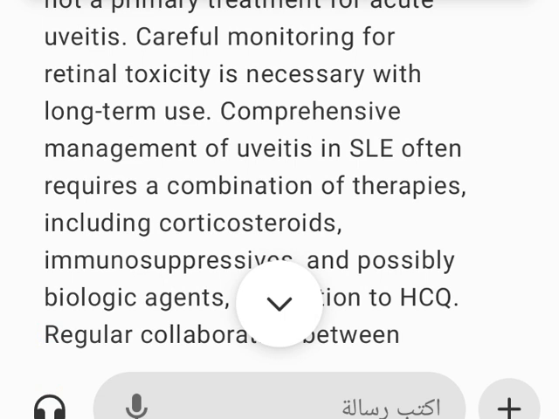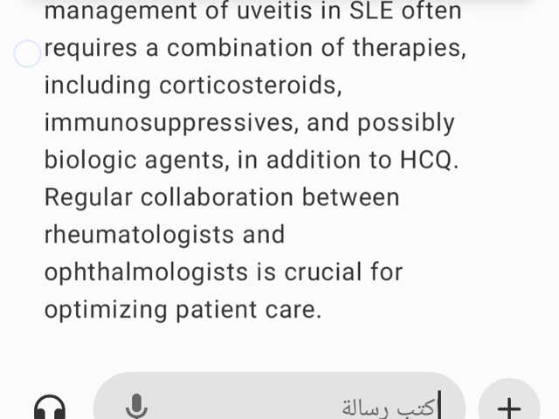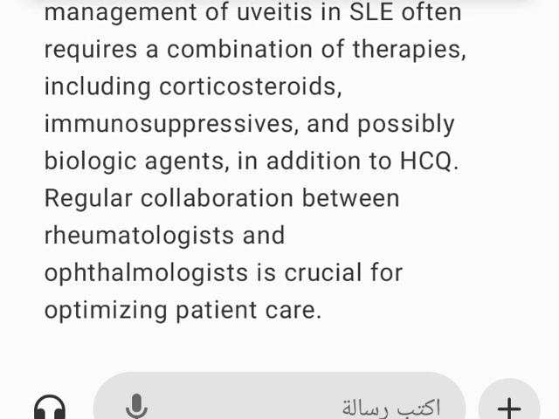Comprehensive management of uveitis in SLE often requires a combination of therapies, including corticosteroids, immunosuppressives, and possibly biologic agents, in addition to HCQ. Regular collaboration between rheumatologists and ophthalmologists is crucial for optimizing patient care.